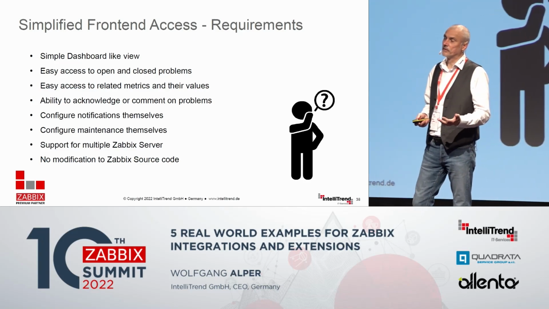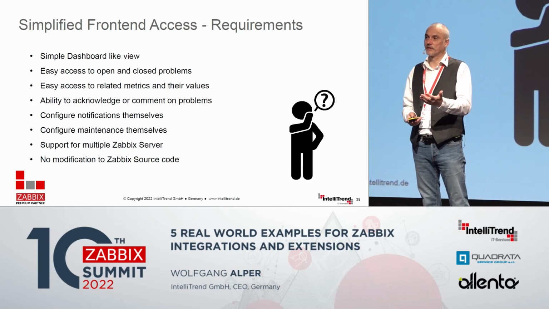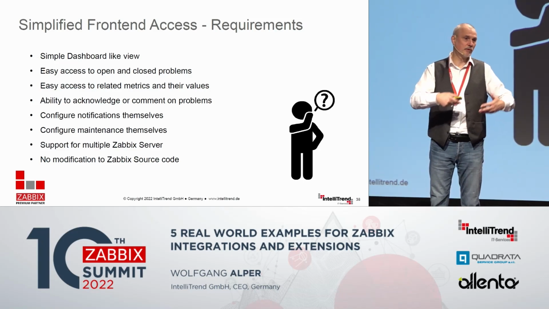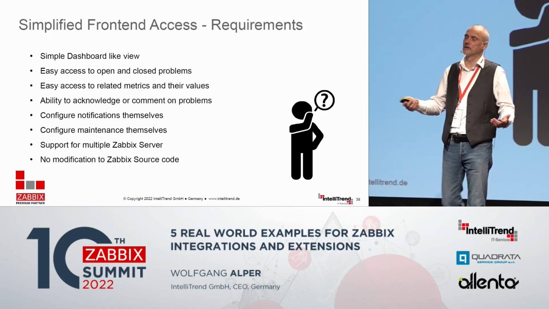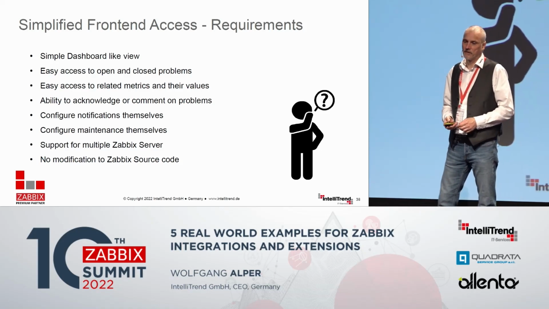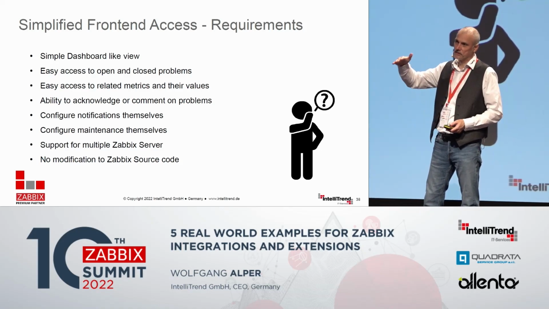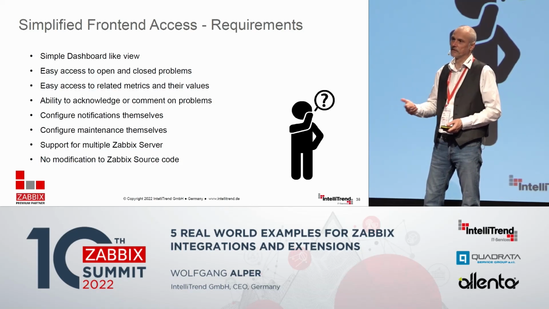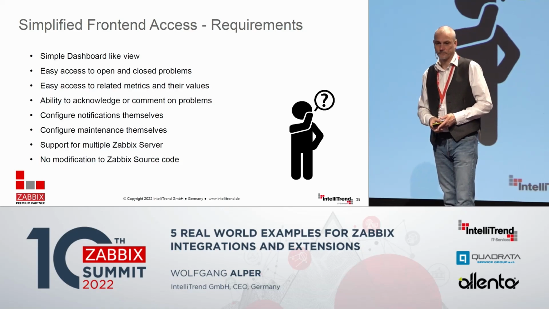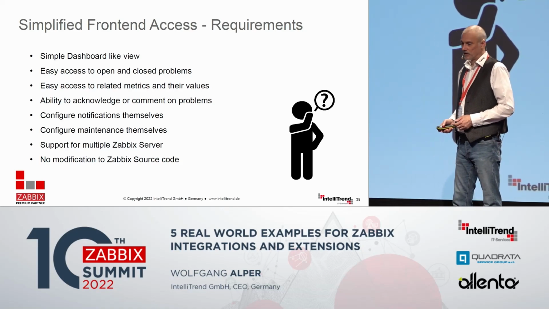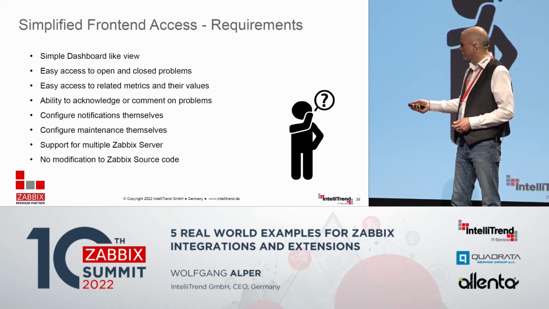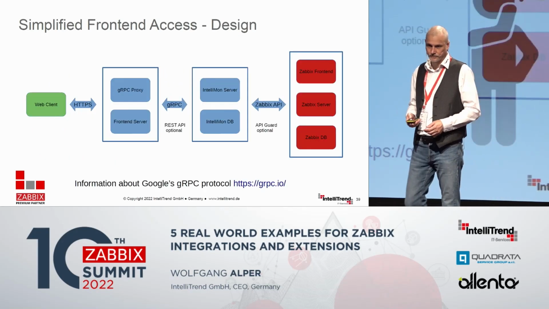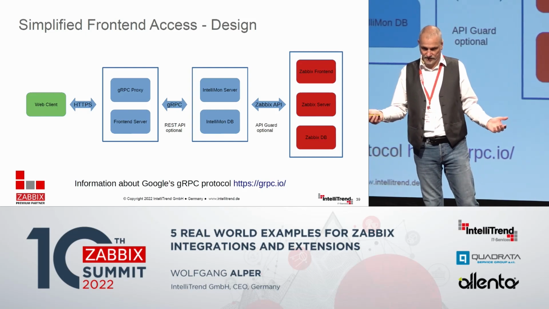So currently, if you would like to configure a notification, you have to set up an alert, and you make sure that you have the proper host group or user group or media types, whatever. And people just want very simple access, saying, I'm interested in getting notified if something happens in this group with a severity of at minimum warning, for example. Support for multiple Zabbix servers should be possible, and of course no modification to the Zabbix source code, to be update safe. That is the software design.